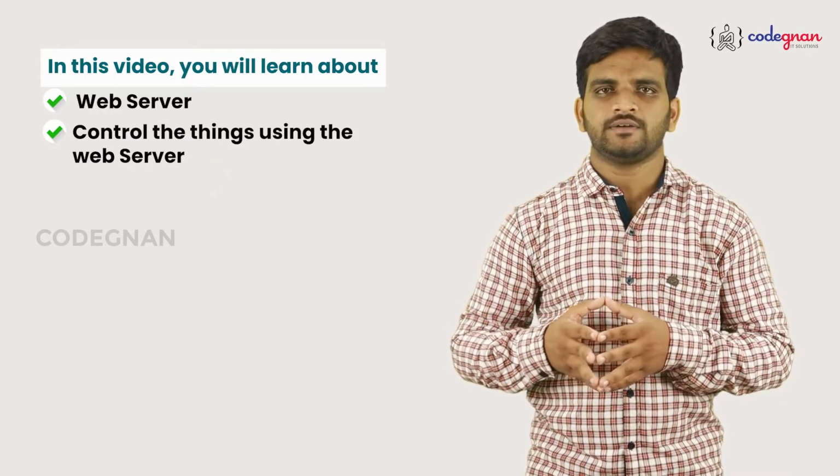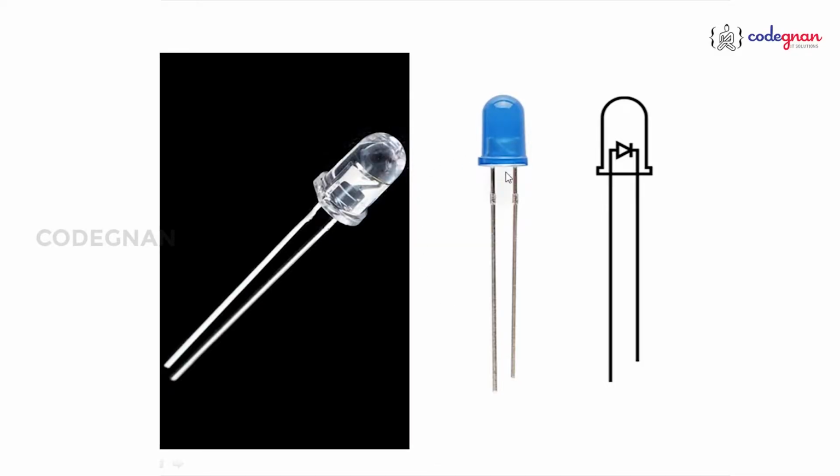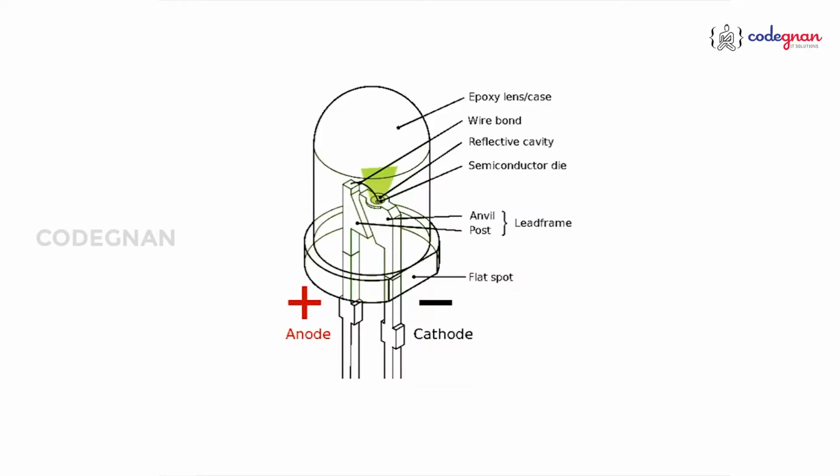So let's get started. This is the LED, which looks like this and contains two legs, a longer one and a shorter one. The longer one is connected to the digital pin, and the shorter one is connected to the ground of the NodeMCU.